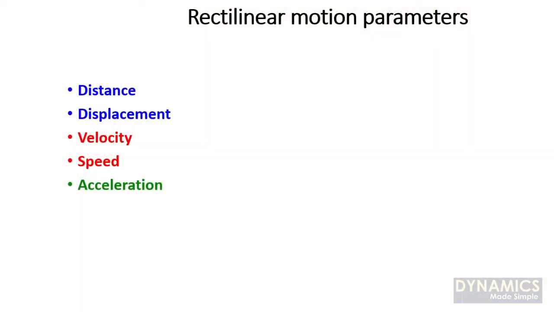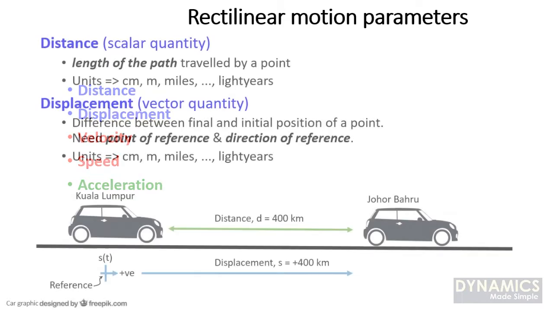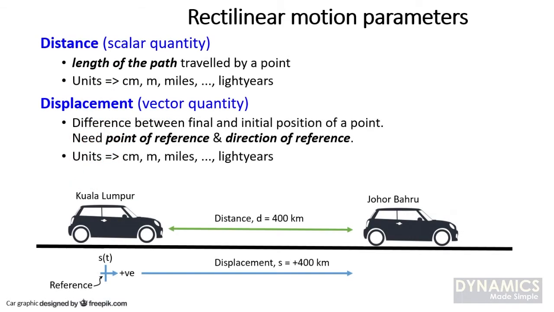In rectilinear motion, we will be describing the motion of particles or rigid bodies through these scalar or vector physical quantities. These are distance, displacement, velocity, speed, and acceleration. These motion parameters are also used for curvilinear motion analysis, but in different forms. Distance is used to describe length of path traveled, for example, by a point. It is a scalar quantity with a unit of length. An example of application would be to say, Ali has traveled by car for a distance of 400 kilometers.